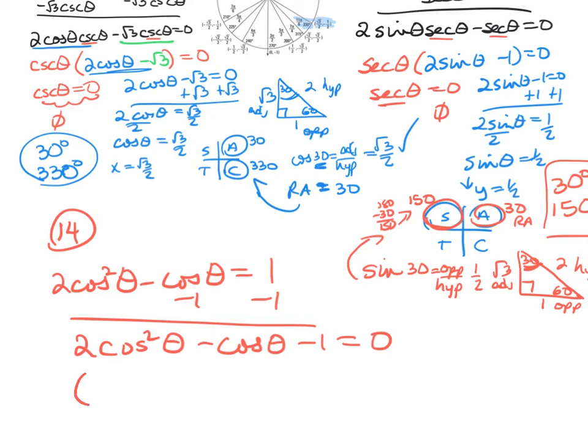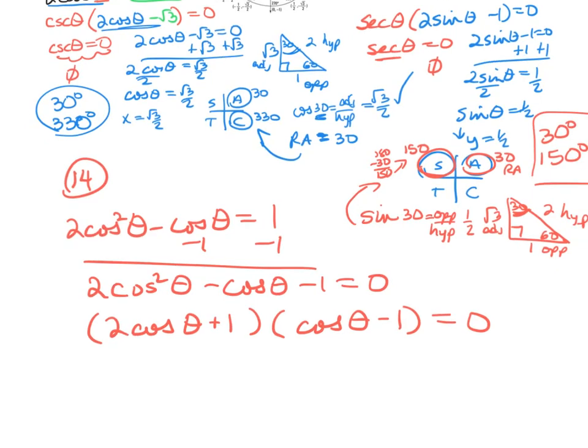So this will actually factor into 2 cosine theta, and then I'll put a cosine theta here. And then the factors of -1 are going to be 1 and 1. Put a plus sign there. Quick FOIL it, make sure it goes back. Outer gives me -2. Inner gives me 1 cosine theta. When I add them, I do get the middle.